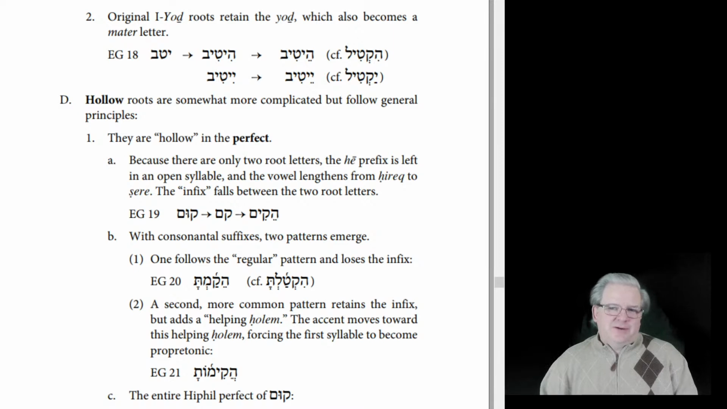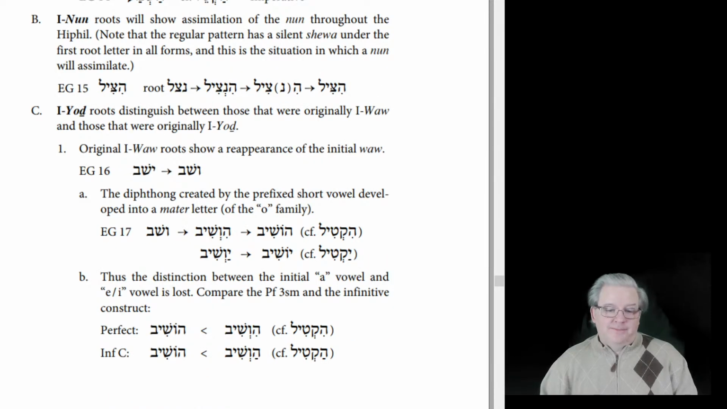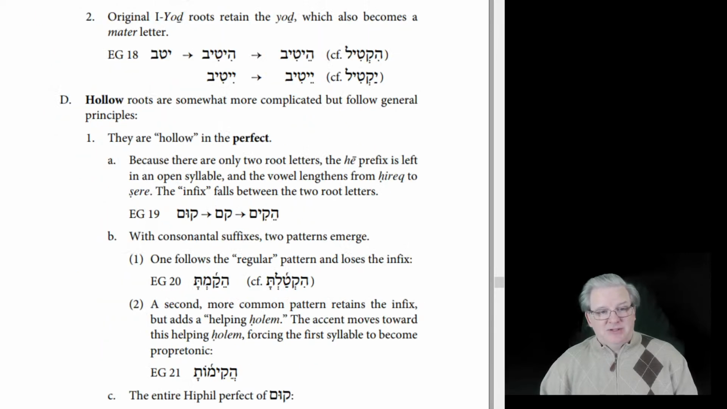And so that's your first yod, first wow problem coming back. And it's going to obey all the rules otherwise. But this one is really, really tricky, right? Understanding that you've come from yashav to hoshiv. Where did that O vowel come from? It's the first yod, first wow verb, and it's the wow showing back. There's the first yod verbs. They retain the yod, which becomes a mater letter. So instead of yativ, you're going to get heitiv. Okay.